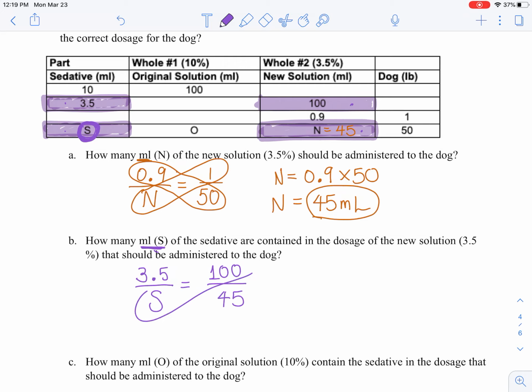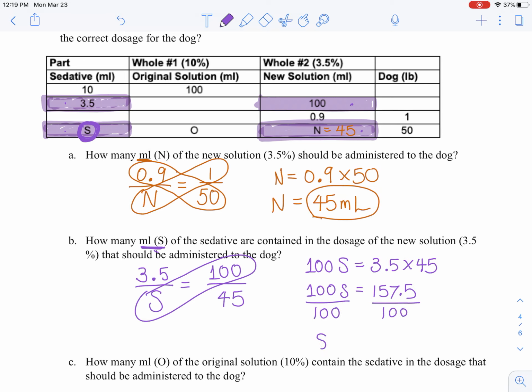Alrighty, let's solve for S. Multiply that by 100. I'll get 100S equals 3.5 times 45. 100 times S is equal to, all right, let me get my calculator. 3.5 times 45 is 157.5. Now divide both sides by 100. S is going to be 1.575. Now let me check the unit.